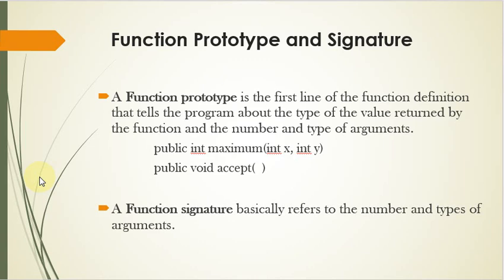And with this function prototype, we have another term, function signature. The related term function signature basically refers to the number and type of arguments. It is part of the function prototype. Function signature and return type make the function prototype. So this is the function, public int maximum int x y. This is the function prototype, and the number and types of arguments that are accepted is the function signature.